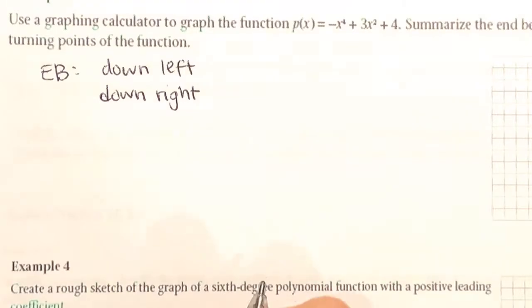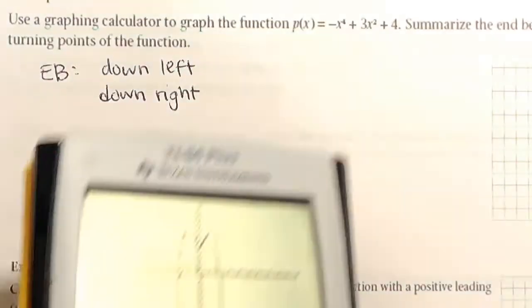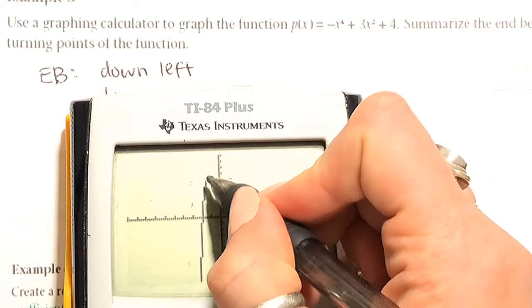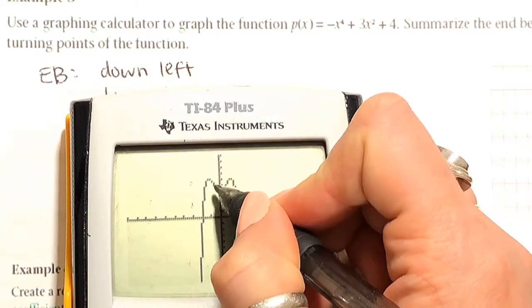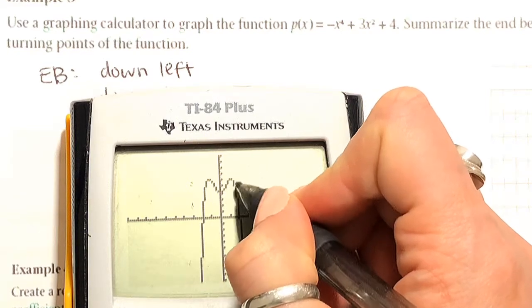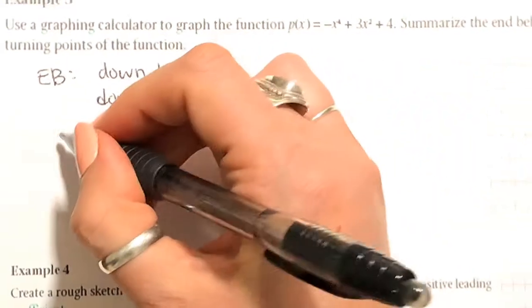Okay, and then for our turning points, you're literally just counting how many turns you have. So where you're switching directions. So from here I'm going up to down, so there's one turn. Here I'm going from down to up, so here's a second turn. And then from up to down, there's 3 turns.